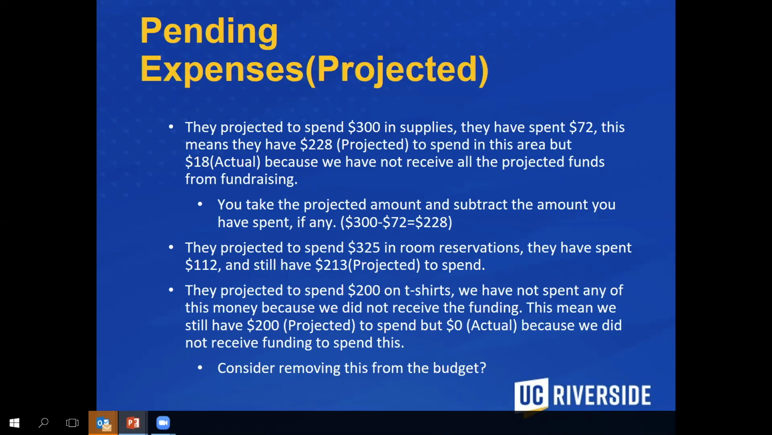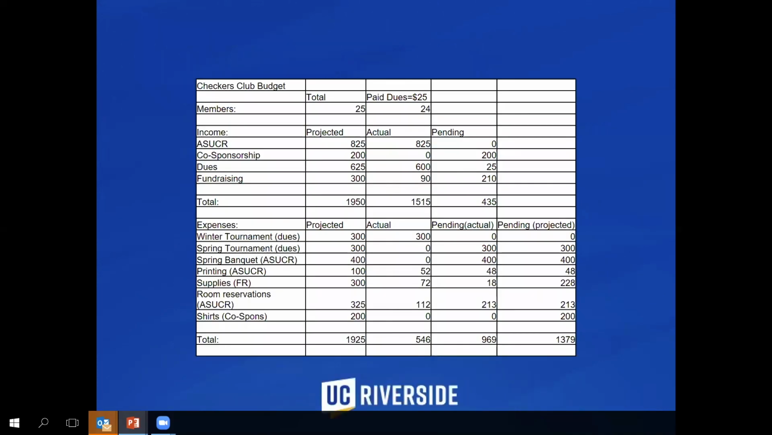They projected to spend $200 on t-shirts. They have not spent any of this money because they didn't receive any funding in this area. This means we still have $200 projected, but to spend we have $0, 0 real dollars, actual dollars, because we did not receive the funding in this area. At this point, you may consider removing this item from the budget since we're not getting the funding for it. And here's what that looks like when we fill it in.